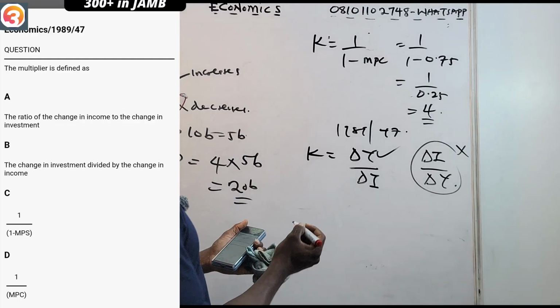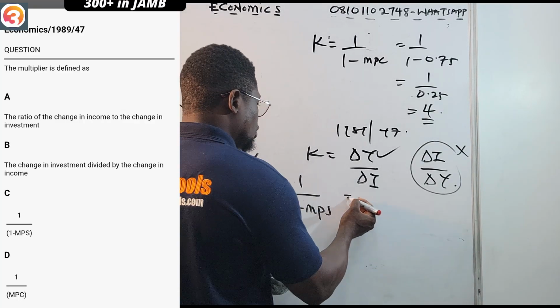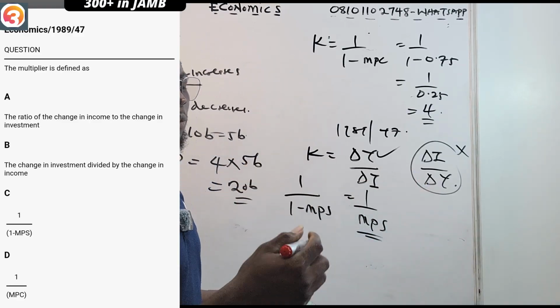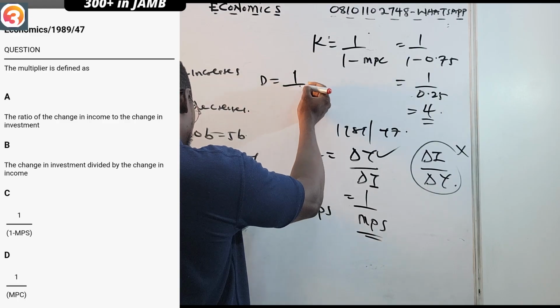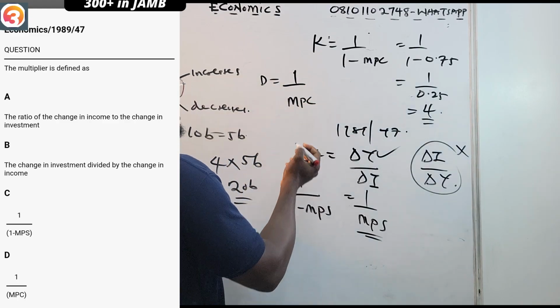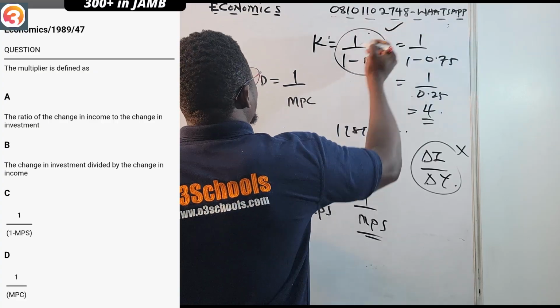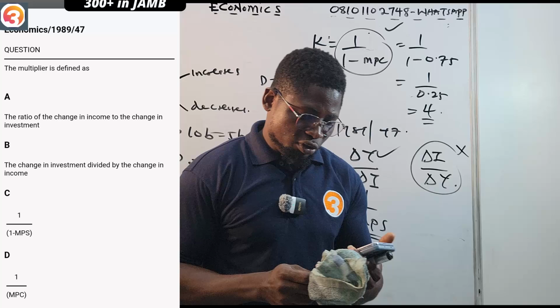C says 1 over 1 minus MPS. No, this is 1 over MPS, the inverse of the marginal propensity to save. And this says 1 over MPC. No, it is 1 over 1 minus MPC. This is correct, this is wrong. So the correct answer there is option A, change in income to change in investment.